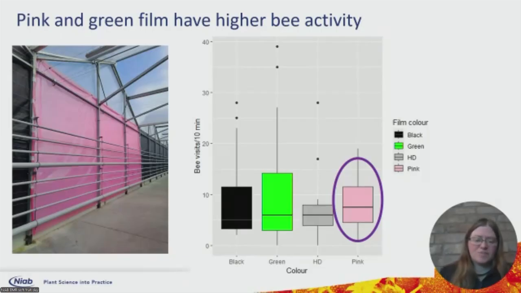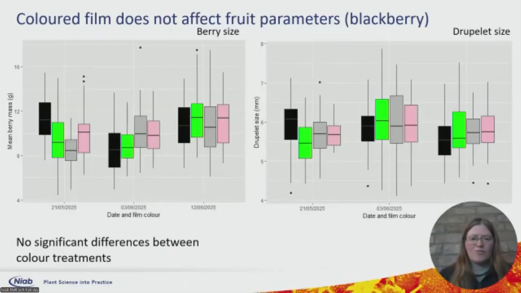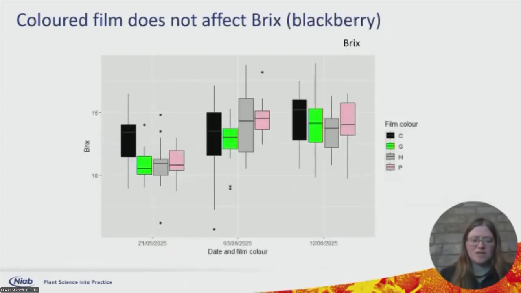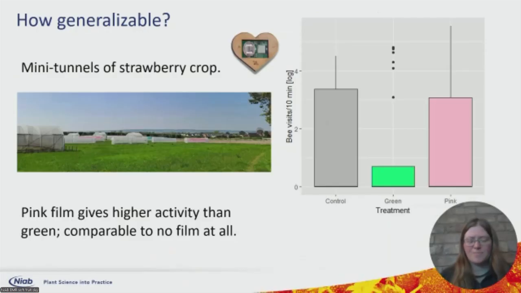light. The pink and to some extent the green film were associated with higher bee activity overall. So that was quite exciting. They were moving around, visiting more flowers. However, when we looked at the impact on the fruit parameters, all of the films gave the same results. Same berry mass, same drupe size, same brix. So benefits to the bees, not significant benefits to the crop.